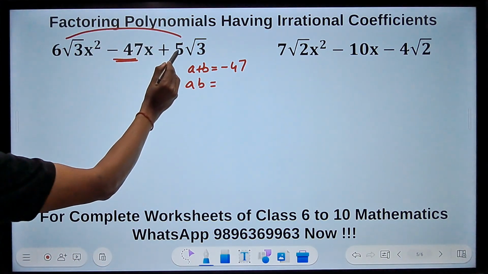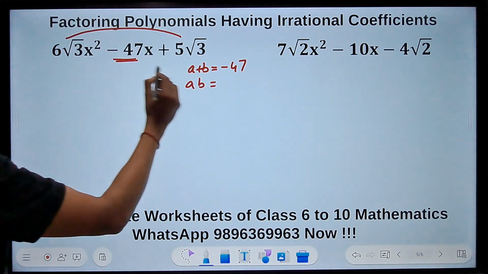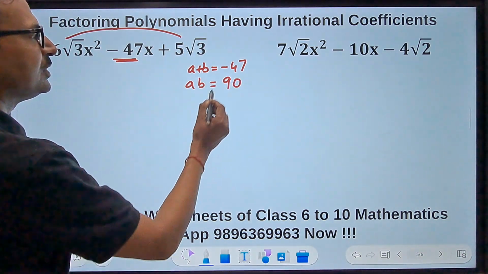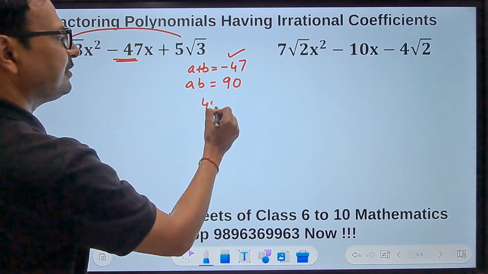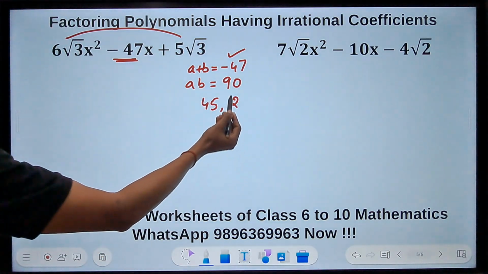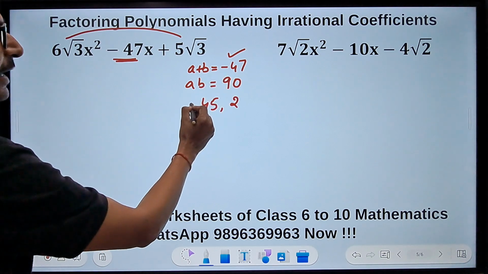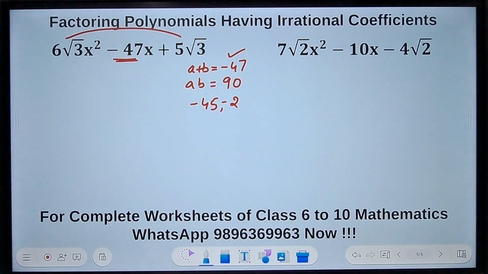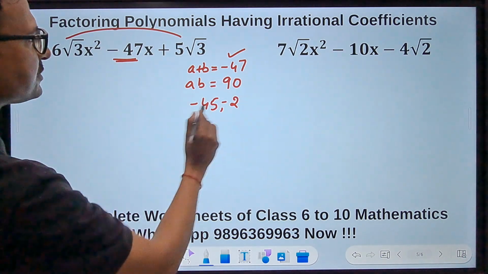6 5s are 30 and root 3 times root 3 is 3, so 90, right? So 47 means 45 and 2. 45 and 2 is going to give me a product of 90 and a sum of 47, but I need negative, so negative 45, negative 2. Now these are the middle term split factors.